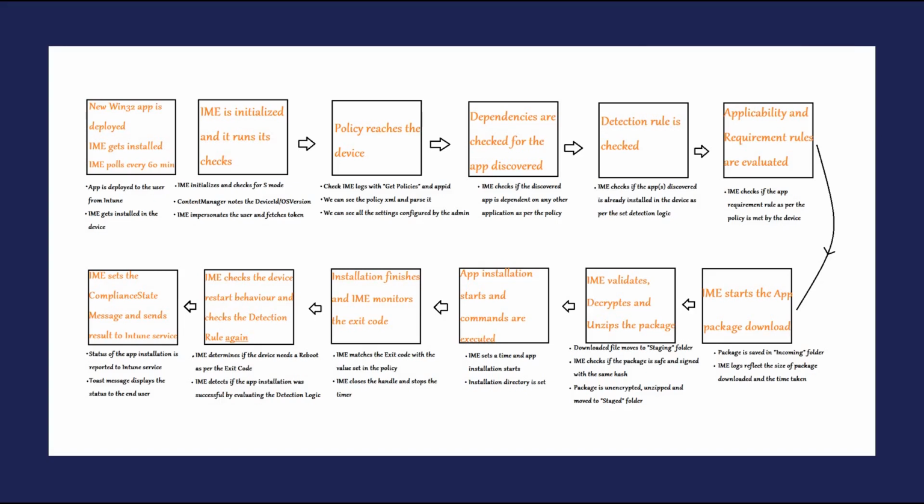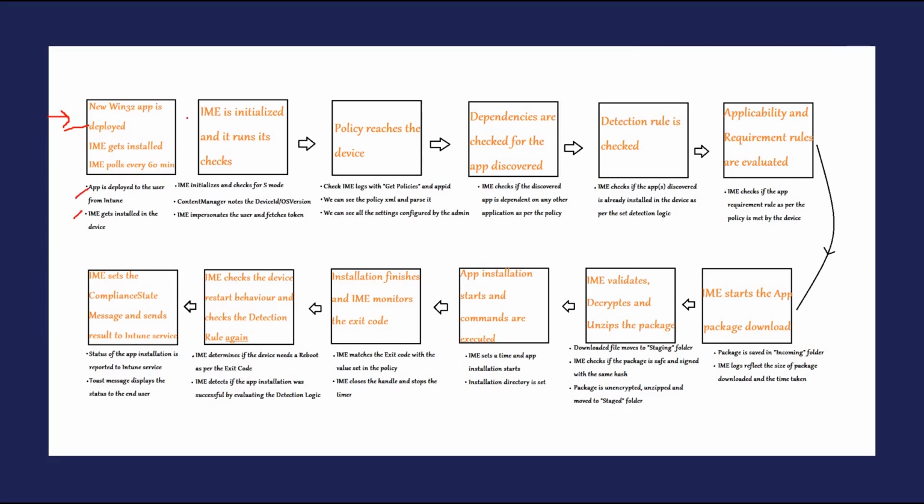So let's understand all of these step by step. There are 11 steps to this. The first thing that happens is that a Win32 app is deployed to a device. The steps I haven't mentioned here are the admin steps, wherein the admin creates the Win32 app using the tool, deploys it, and creates the policy. We have already seen how that happens. So let's say all those admin tasks have been done and the Win32 app is deployed to the device. The first thing that would happen is that the Intune management extension will get installed, and the IME polls every 60 minutes. So the app is deployed to the user, and IME gets installed on the device.